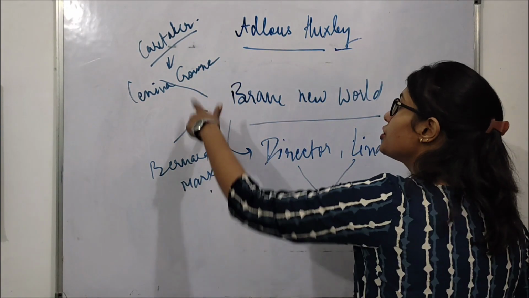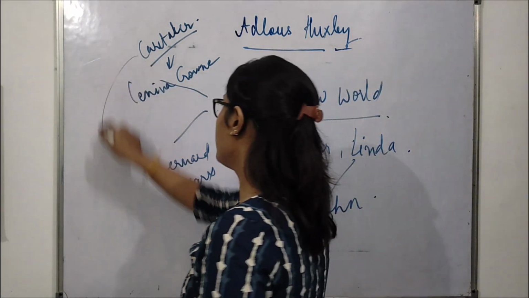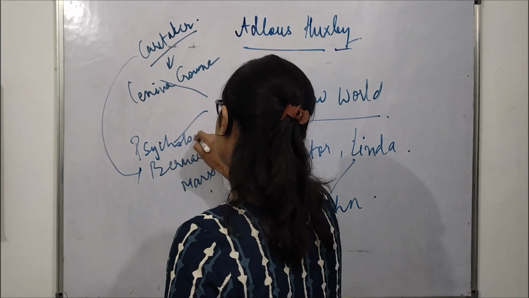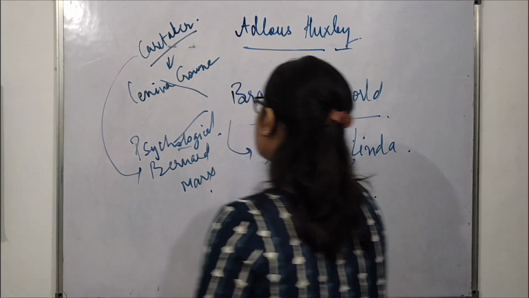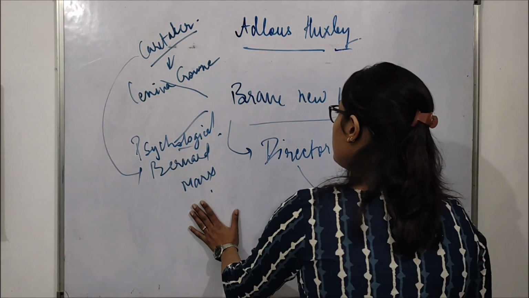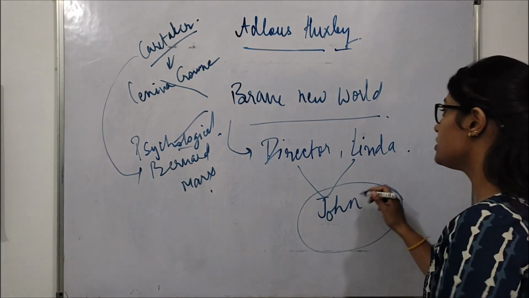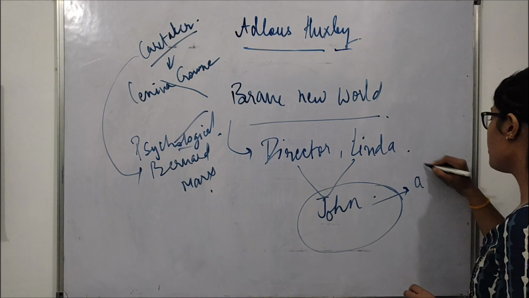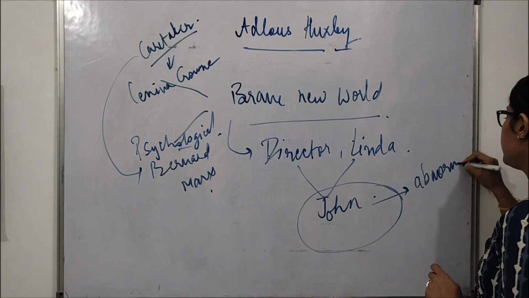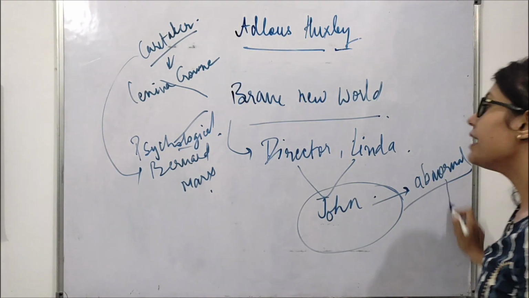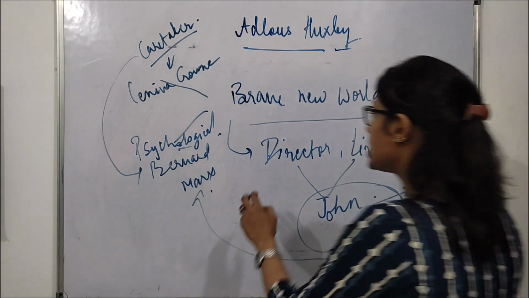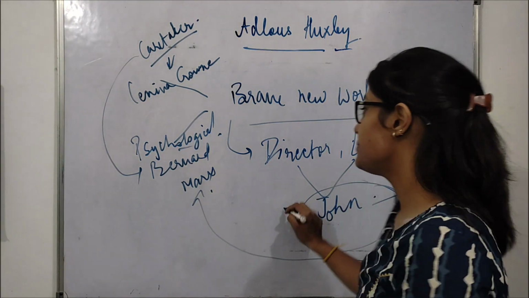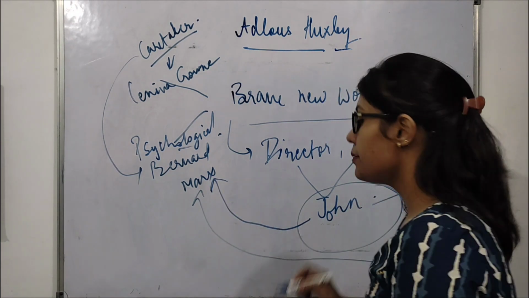So these are the two caretakers. He works in the psychological department, so he is a psychological caretaker. So Bernard Marx, John, who is the son of the director, and Linda. He is somewhat abnormal psychologically, and he is being taken care of by Bernard Marx.